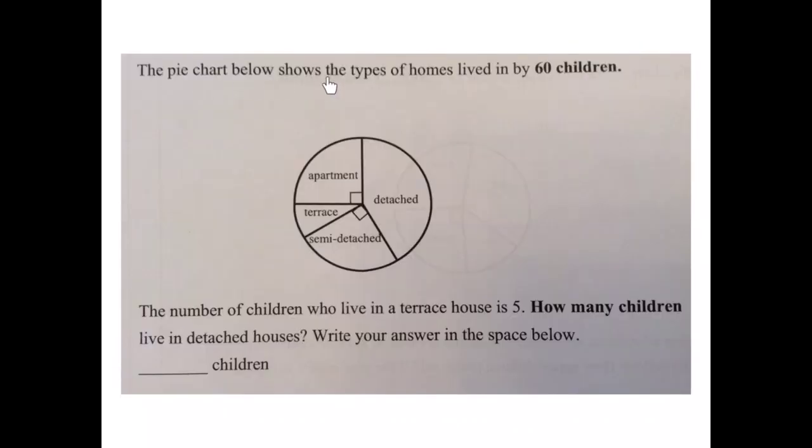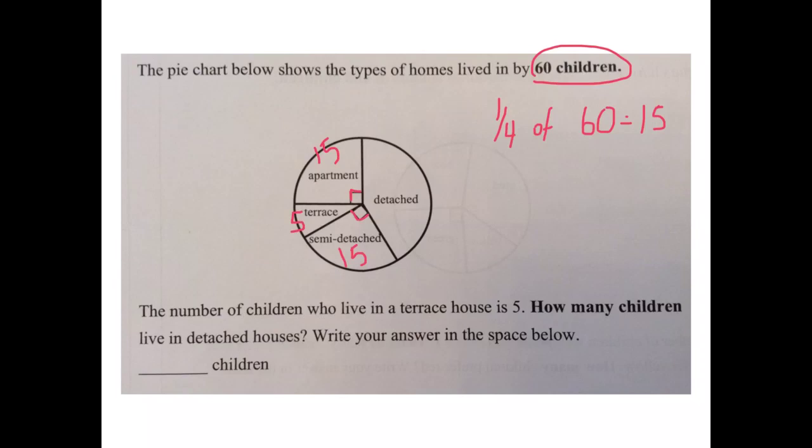The pie chart below shows the types of homes lived in by 60 children. The number of children who live in a terrace house is 5. How many children live in detached houses? Write your answer in the space below. Okay, well we know that terraced houses are 5. We have 60 children. I can see that semi-detached is a right angle, as is apartment, making those both a quarter. So a quarter of 60 is 15. So I know that the apartment is 15 and semi-detached is 15.